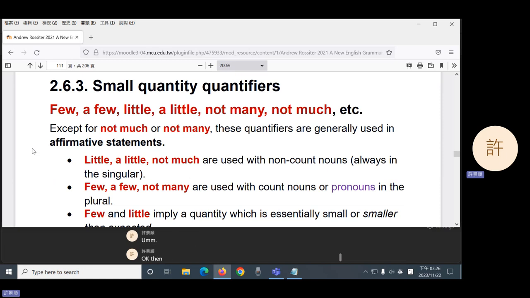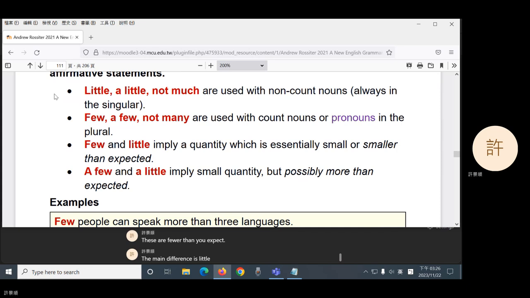Okay, then we have small quantity quantifiers. These are fewer than you expect. The main difference is little is used with uncountable nouns, and few is used with countable nouns. Now, there's also a difference between few and a few. Few is smaller than expected, but a few is small, but still more than you expected.